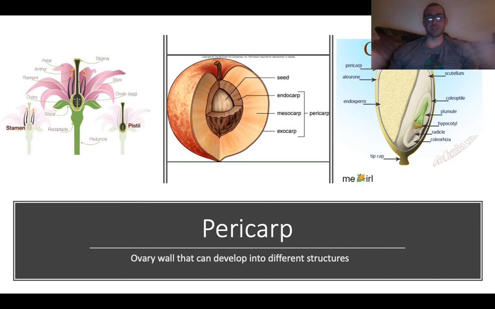Now, the pericarp is an important part of our fruit. That is the ovary wall, and it's the pericarp, the ovary wall, that is going to turn into or form whatever type of fruit that we have, and we'll see that in a little bit. But again, just as a reference, here's our pistil, stigma, style. This is the ovary. This is what's going to turn into the fruit, and it's this ovary wall that is going to turn into different types of fruit depending on the species, and we refer to this as the pericarp.